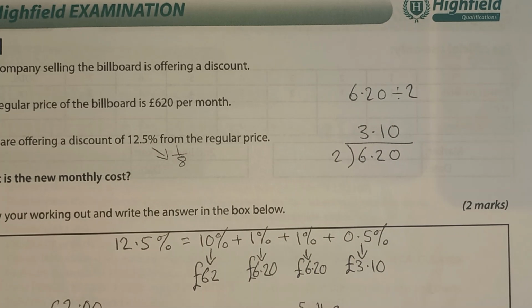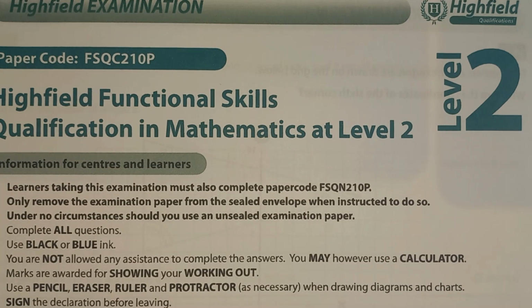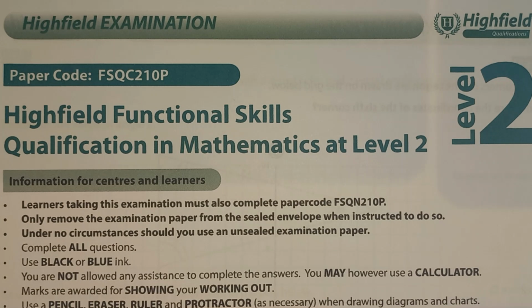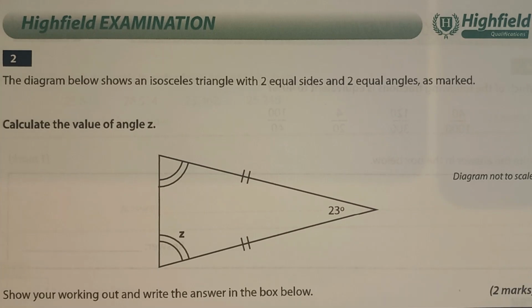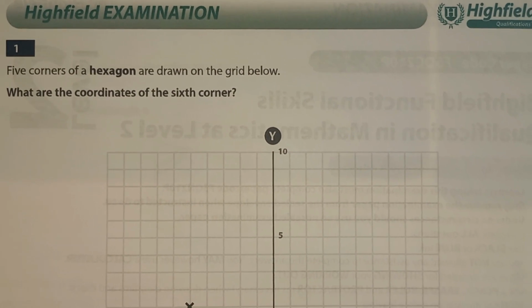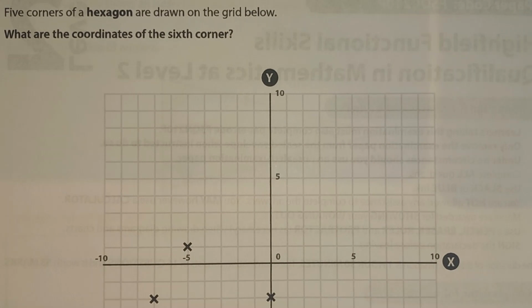And that's the end of the non-calculator paper. So now we're on to the calculator section. Alright, let's see. We're not going to be able to see this all in one go, but I can move it up. 5 corners of a hexagon are drawn on the grid below. What are the coordinates of the 6th corner?